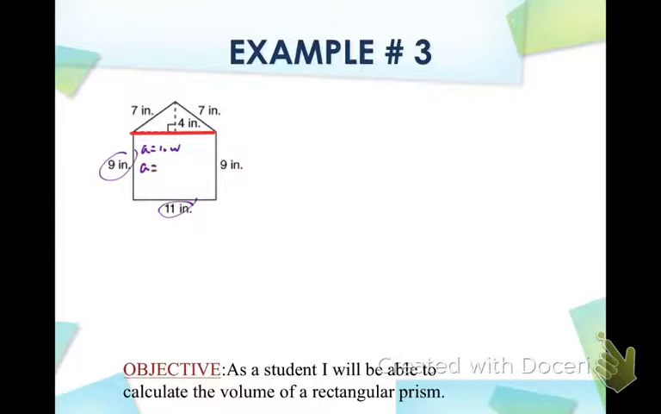Area equals 9 times 11, go ahead and put that in. That means area equals 99 inches squared. 99 inches squared. Wonderful. Now we also need to find the triangle at the top.